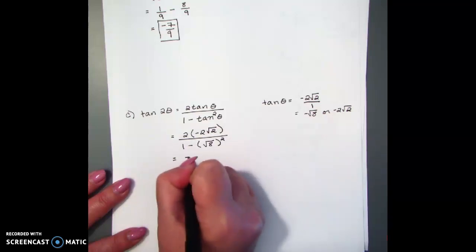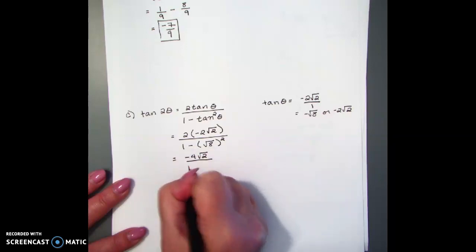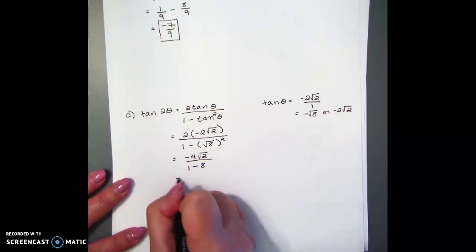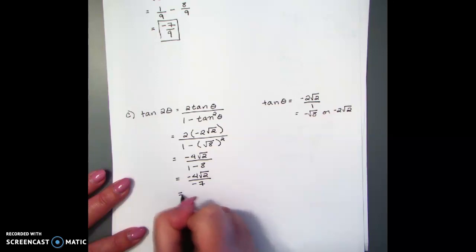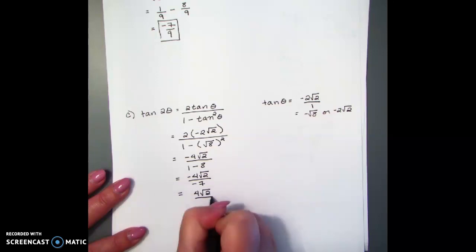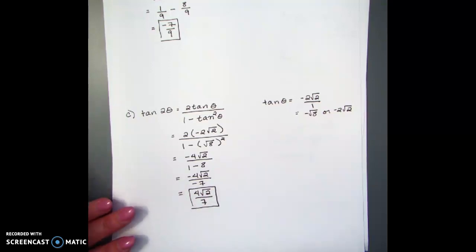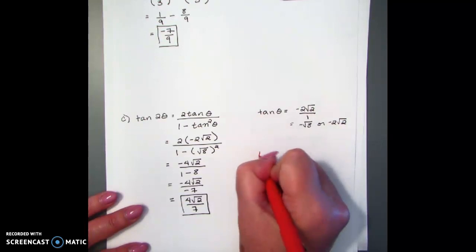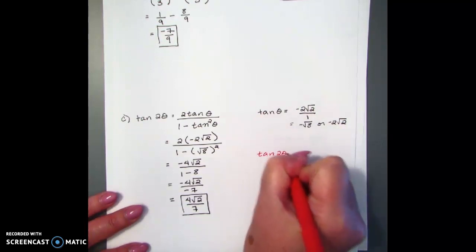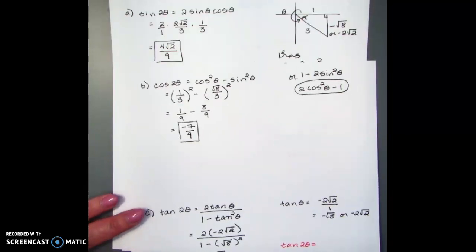So in my numerator, I get negative 4 times the square root of 2, and in my denominator, I get 1 minus 8, and so we get negative 4 root 2 over negative 7, which gives me 4 root 2 over 7. Now, we could have predicted that value, because if we take a look at the sine of theta, do you see that that's 4 root 2 over 9? So when we do the tangent of 2 theta, remember we said we could take the numerator of the sine of 2 theta.